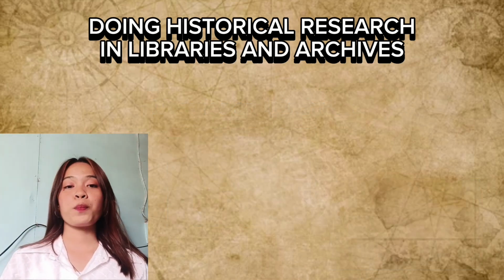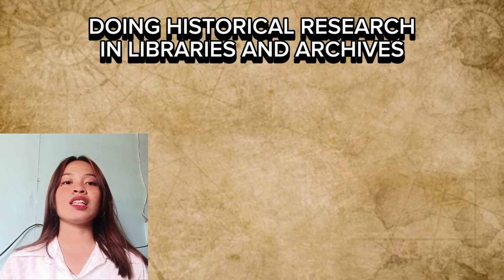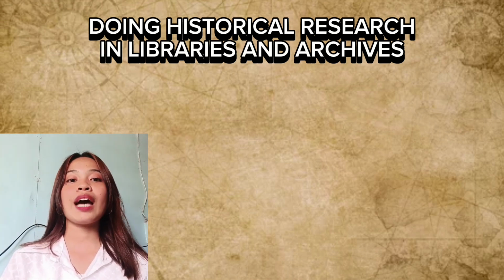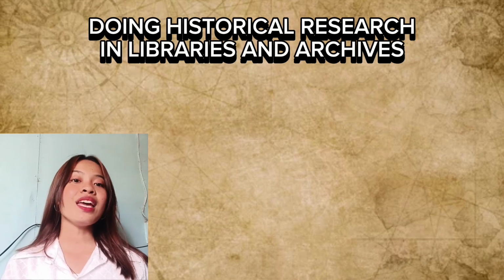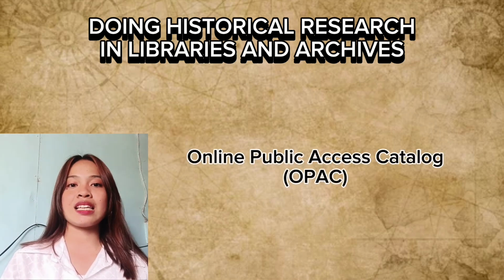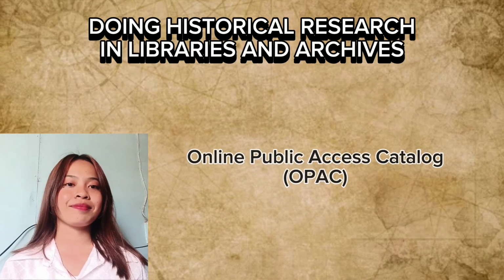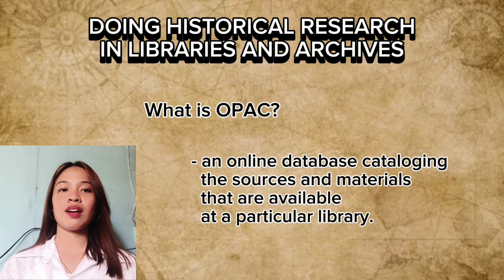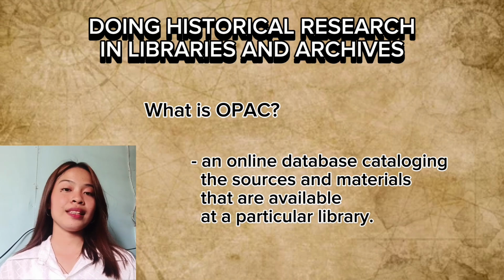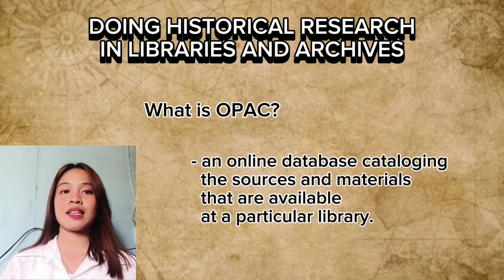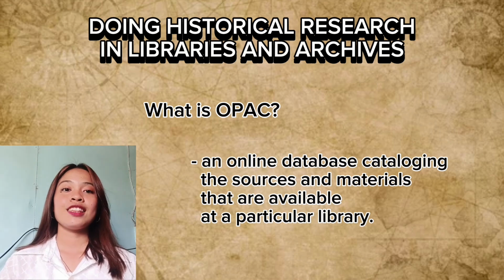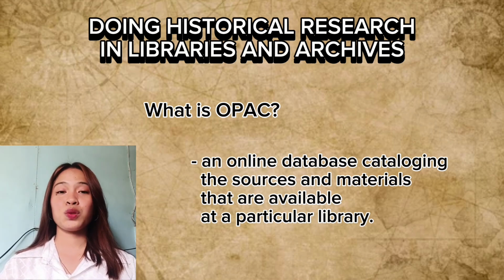Libraries have stopped using their card cataloging system and have been using the digital version to catalog their holdings. They use the Online Public Access Catalog or OPAC. So, what is OPAC or Online Public Access Catalog? OPAC is an online database cataloging the sources and materials that are available at a specific library. You use this online database to simply search for the sources that you'll be needing.